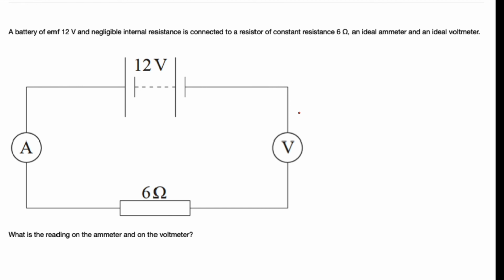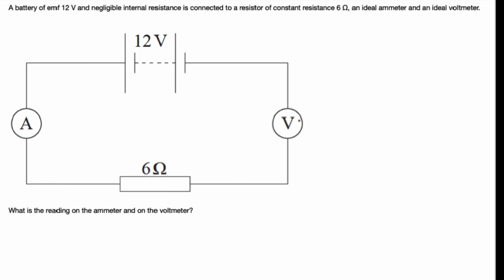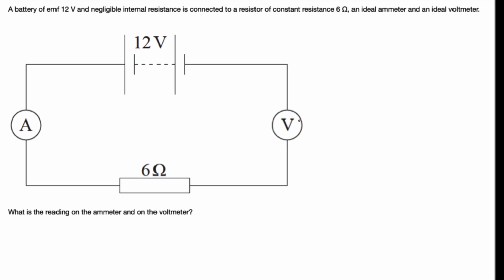A battery of 2 volt and negligible internal resistance is connected to a resistor of constant resistance 6 ohm, an ideal ammeter and an ideal voltmeter. What is the reading on the ammeter and on the voltmeter? Since here is a voltmeter, it's going to have infinite resistance, meaning that no current will flow in the circuit. So here it's going to have a reading of 0 ampere. And what about the voltmeter? The voltmeter here is just going to measure the voltage of the battery.